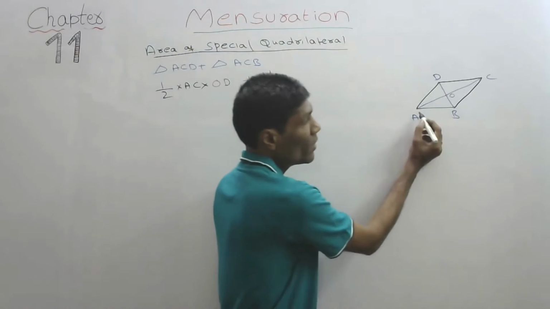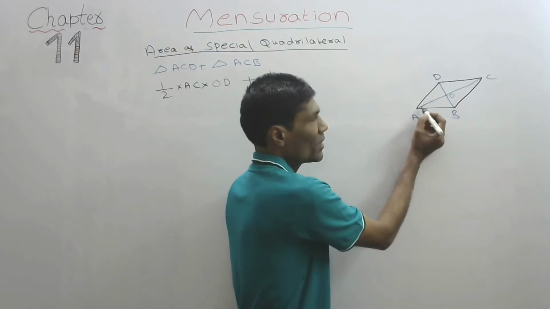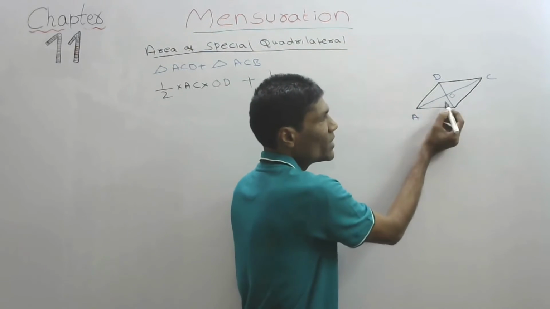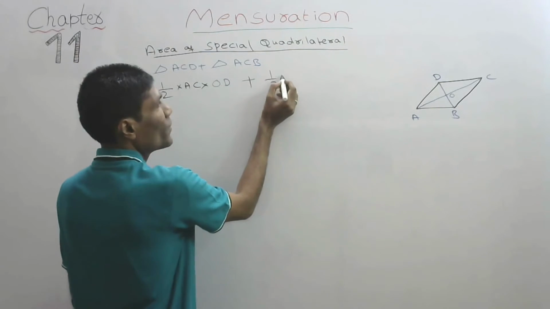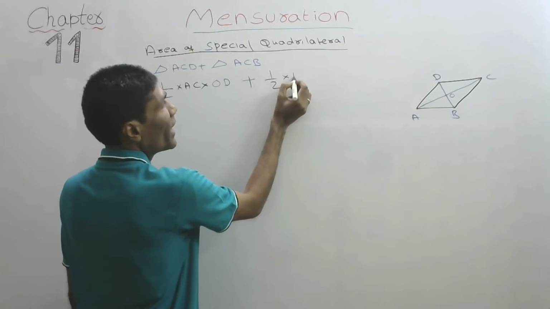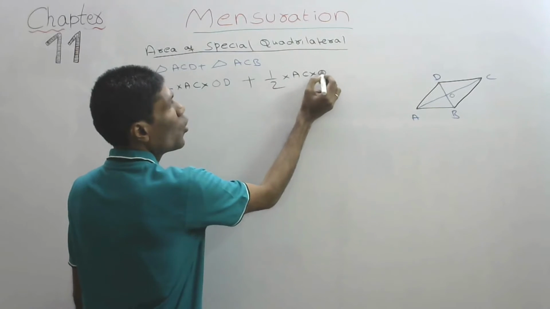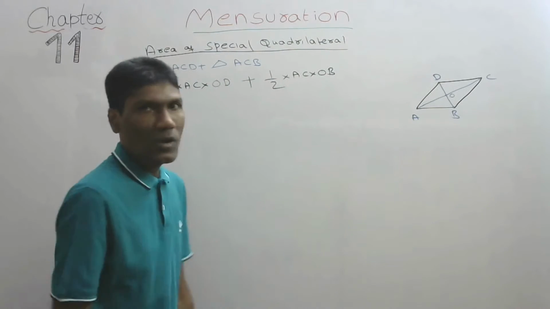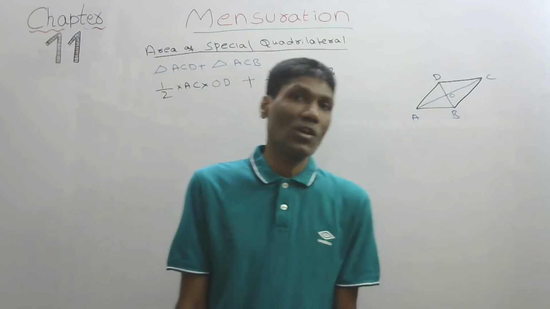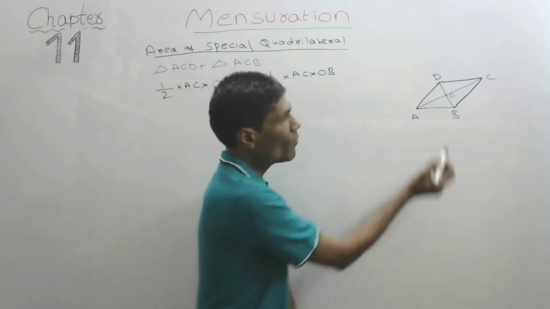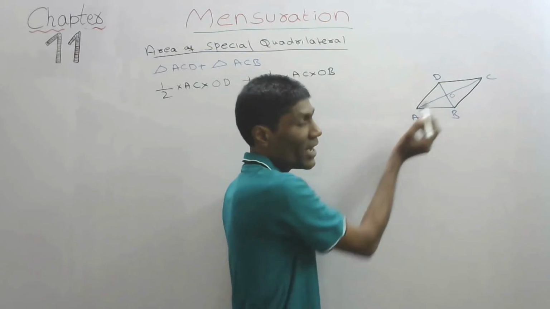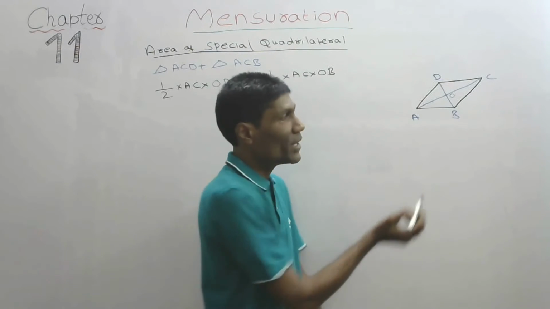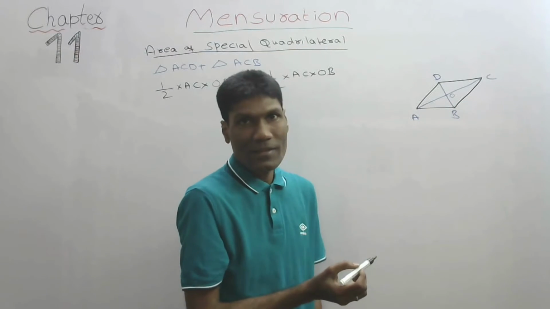next, the area of the below triangle. So half into base will be AC and here the height will be OB. Half into AC into OB. Now, we should get one doubt here. We have drawn this like this and I am taking this directly as a height. Why am I taking this as a height directly?